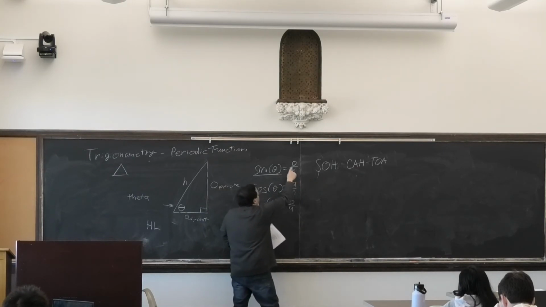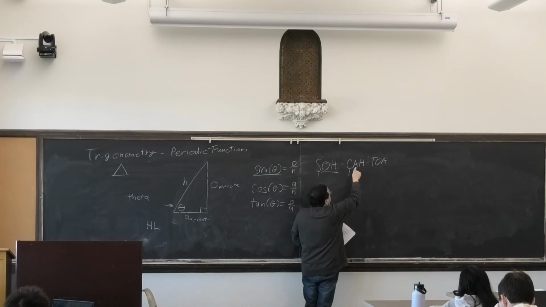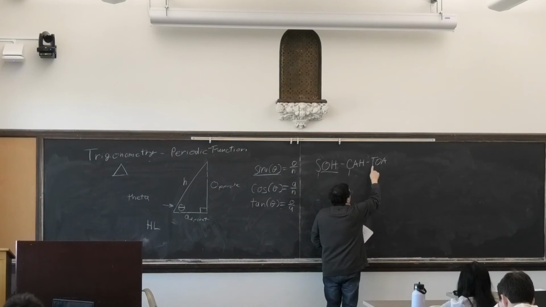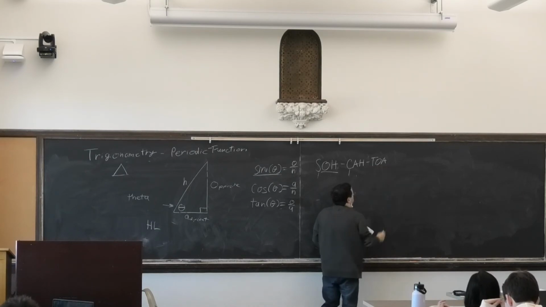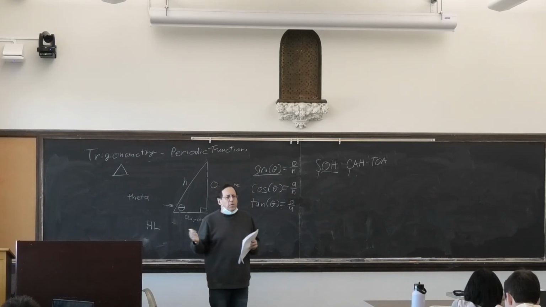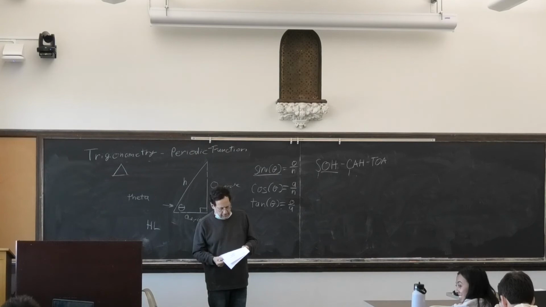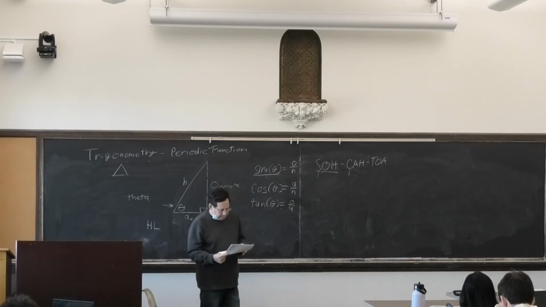Sine is the opposite over the hypotenuse. Cosine, adjacent over the hypotenuse. Tangent, opposite over the adjacent. So anyone not heard that mnemonic before? Is that pretty, everybody learned that at some point? Okay. Yeah, it's useful.